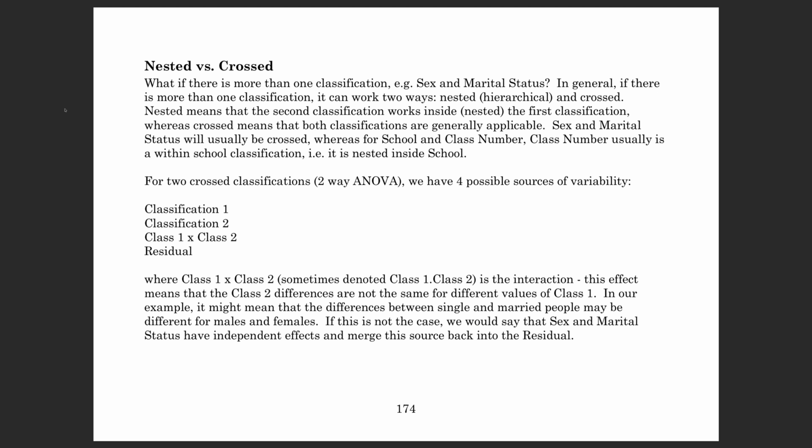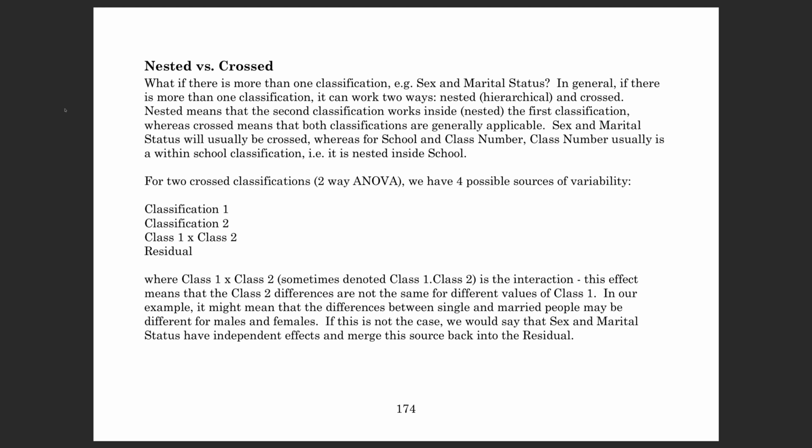Okay, so what if we have more than one classification? If there's more than one classification, this can work in more than one way. We have what we call a nested or hierarchical classification or a crossed classification. Nested or hierarchical means that the second classification works inside or is nested in the first classification, whereas crossed means that both classifications are generally applicable.